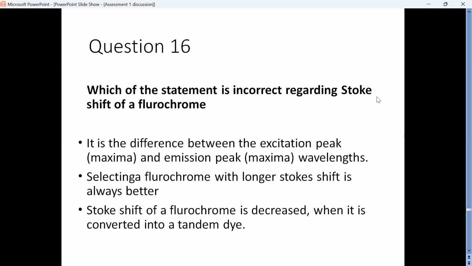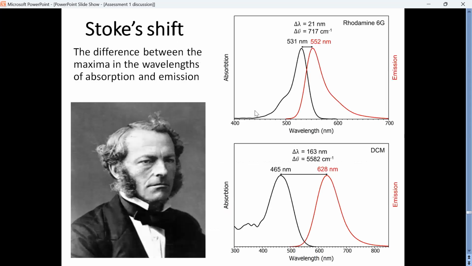So you know what is Stokes shift? Don't confuse it with spectral overlap. Spectral overlap comes into play when you're using two or more fluorochromes. Stokes shift is regarding one particular fluorochrome. That is the difference between the excitation maximum and the emission maximum. This difference is called Stokes shift. I repeat, it's the difference between the excitation maximum and the emission maximum. That is called Stokes shift.